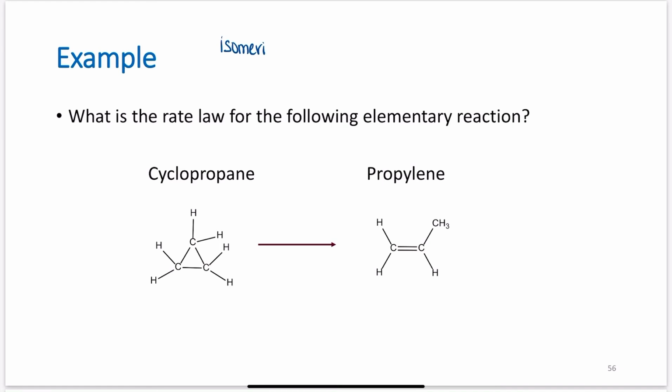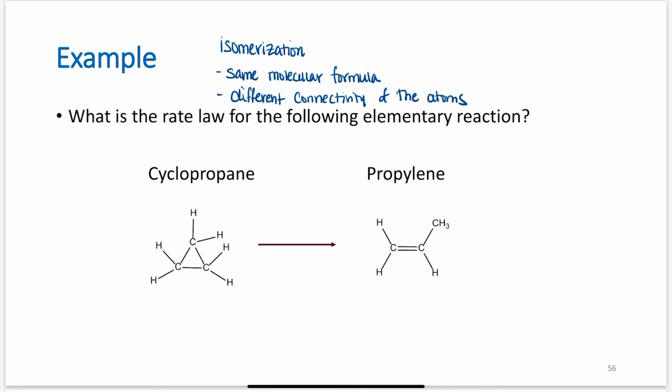And I can't spell. Meaning same molecular formula, but different connectivity. The rate here is k times the concentration of cyclopropane.